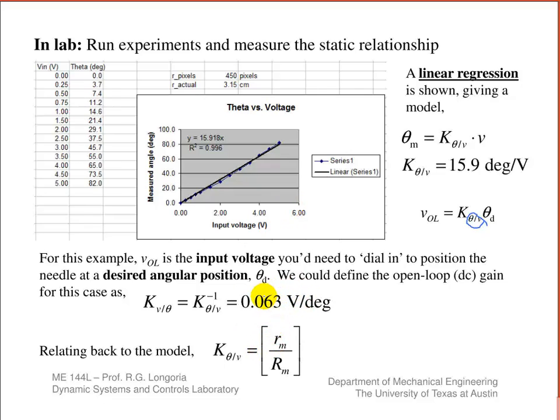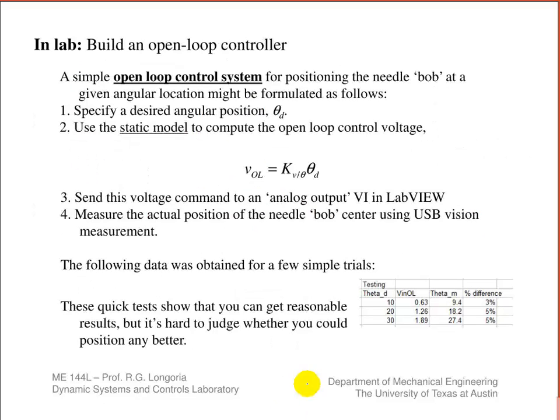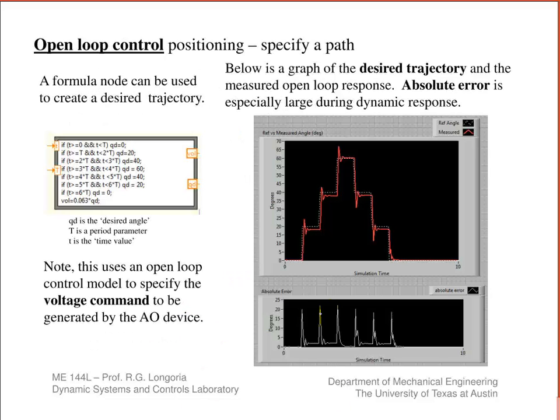So you've built a static model, an open loop model. And the way we can use that is now to build an open loop controller. I can tell you, hey, I want to specify a desired angular position. I want you to use the static model to compute the open loop control voltage. You use that equation, and then you send that voltage command to the analog out, and then you can position this at certain points at certain times. And here's an example of how we've done that.